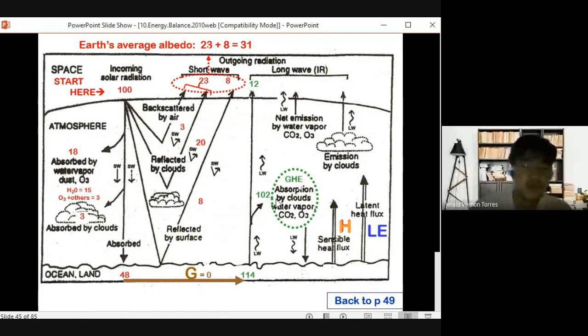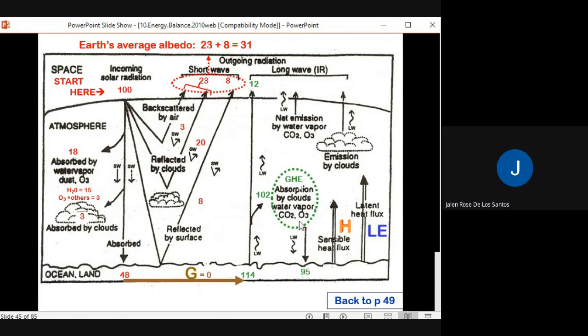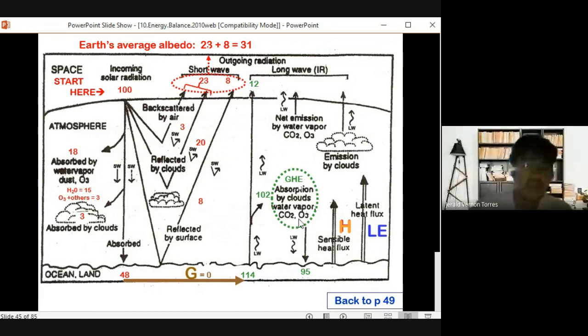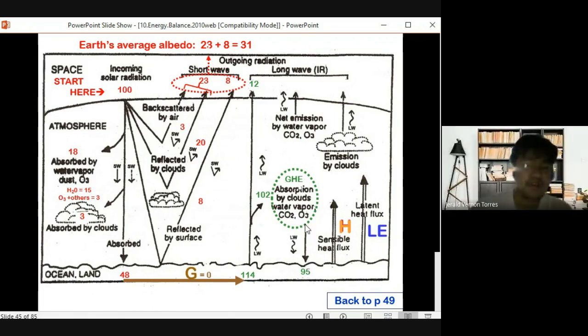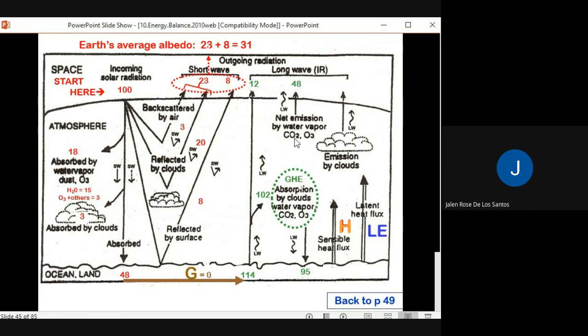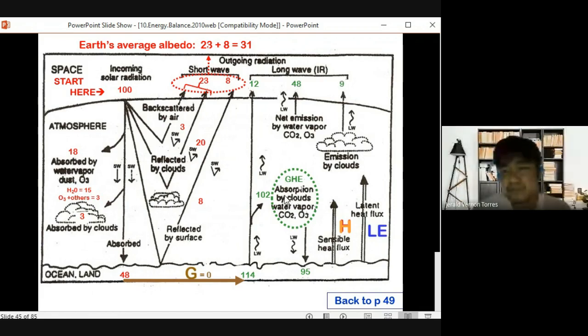Ilang joules yung inabsorb ng atmosphere at clouds? 102. At out of that 102, ilan ang bumalik? 95. Pero out of that 102, meron din lumabas. Tignan natin how much yung lumabas. 95 plus 12, 107, di ba? Ba't hindi nag-balance to? Dapat 114. So, out of this 102, 95 minus 102, Jalen, 7, no? Dapat 7 lang.